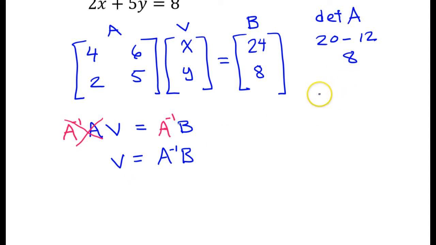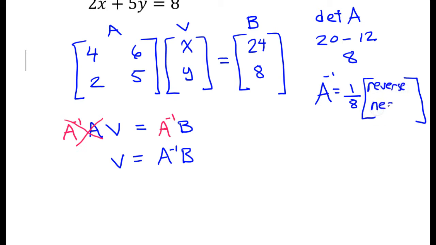Now, to find A inverse, I need to do the reciprocal of the determinant, which is 1 over 8, times what I call the reverse negate matrix. Reverse negate.